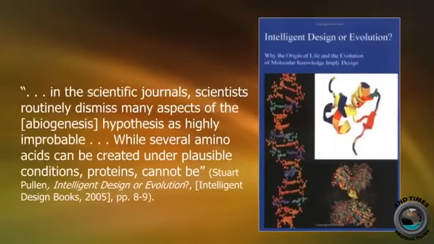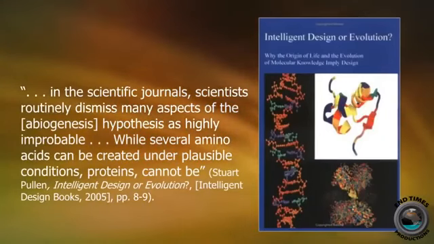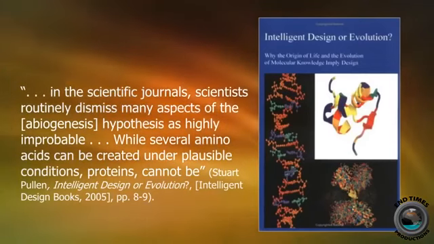Likewise, biochemist Stuart Pullen observes, "In the scientific journals, scientists routinely dismiss many aspects of the abiogenesis hypothesis as highly improbable. While several amino acids can be created under plausible conditions, proteins cannot be."